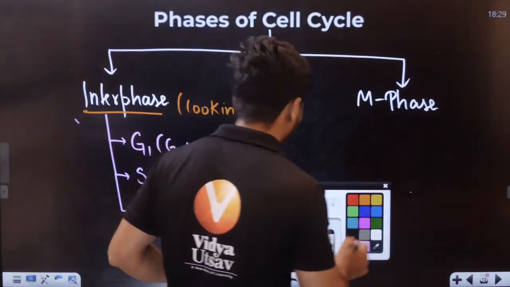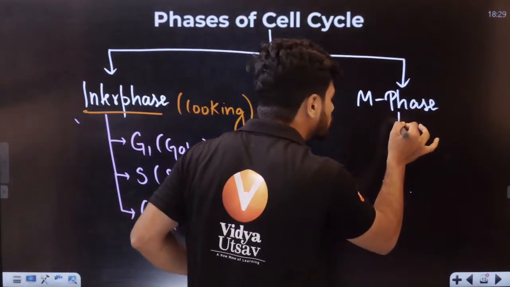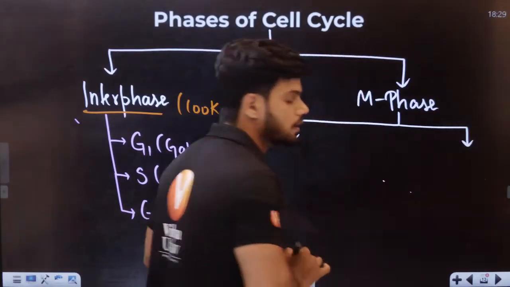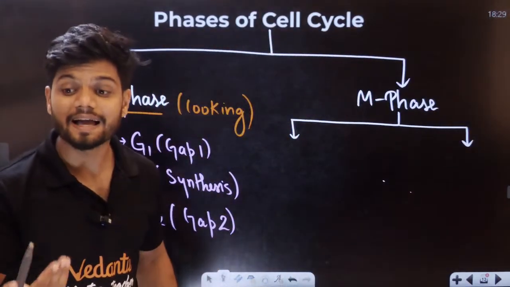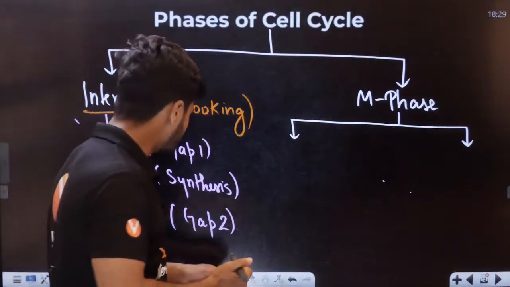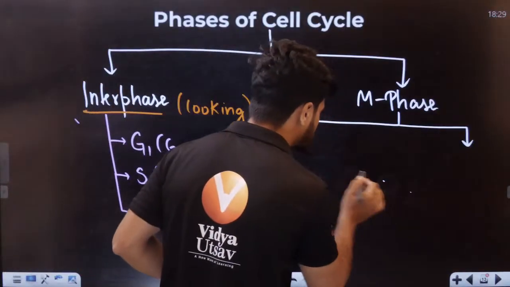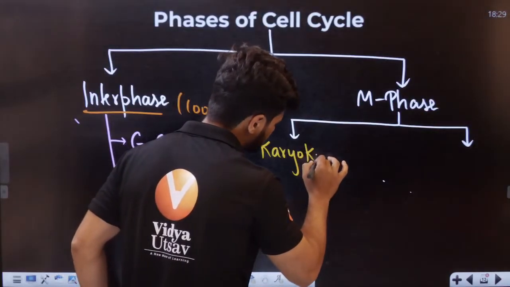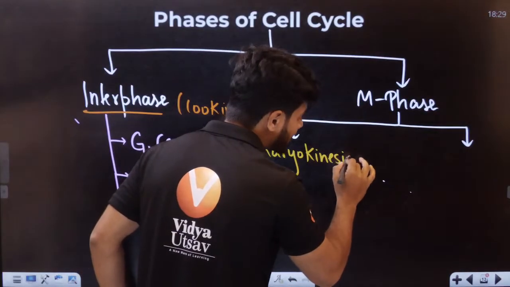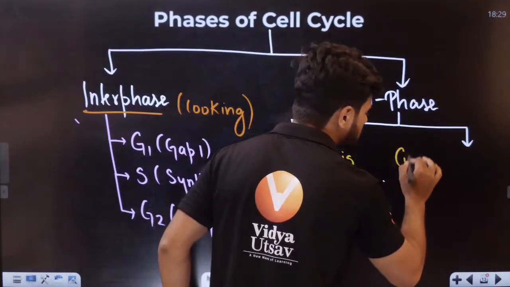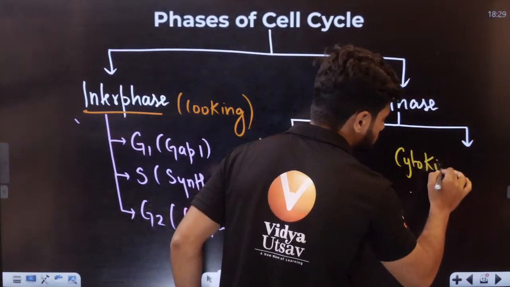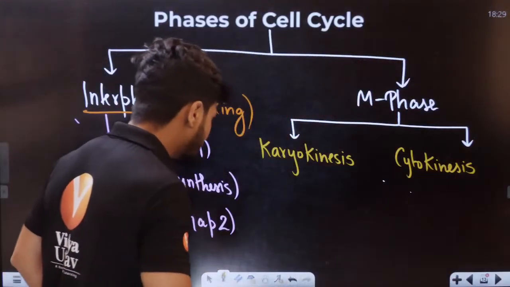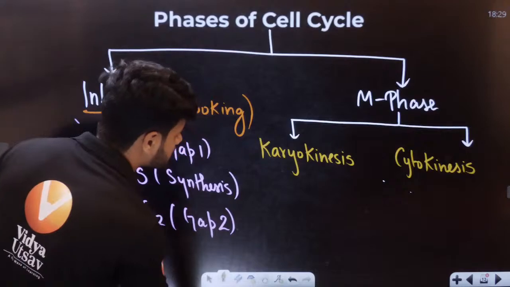The M phase is again further divided into two different phases. The first phase is called karyokinesis, students. The second phase is called cytokinesis. Karyokinesis as well as cytokinesis. Is that clear to all of you?